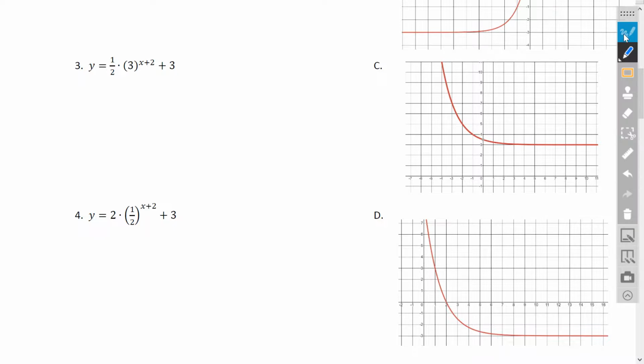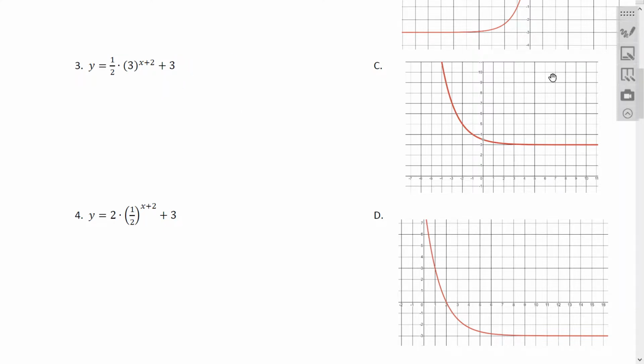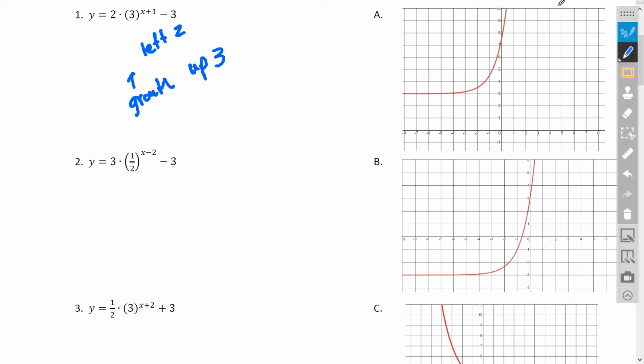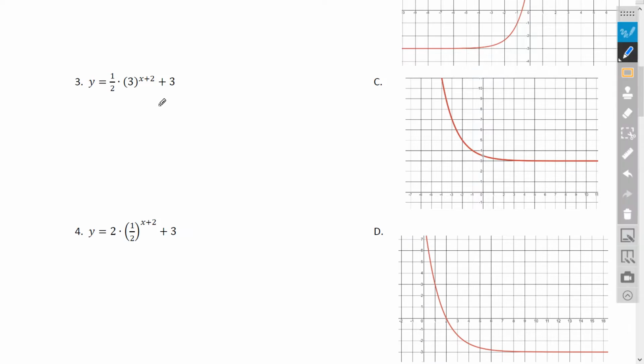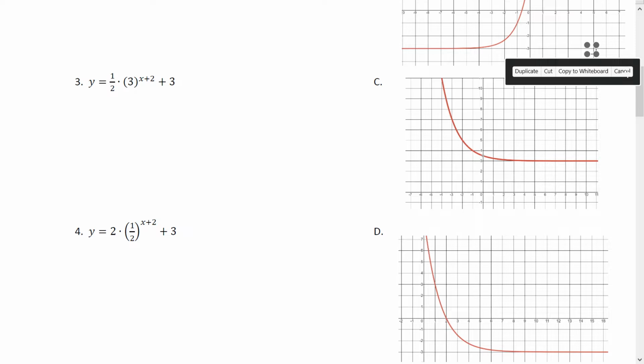All right, number 3. Number 3, the 3 here means this is growth. The +2 here means this is shifted to the left 2. And the +3 here means it's shifted up 3. So we'll be looking for a growth graph. We know that that's either A or B. Those are the only 2 that are growth because they go up on the right-hand side. That's either this one or this one. We already used B, and if we look at letter A, we can see that the asymptote for letter A has been shifted up 3 units. So we're going to be looking at letter A for number 3 here. And we only have one option left, but I'm still going to go through it here.